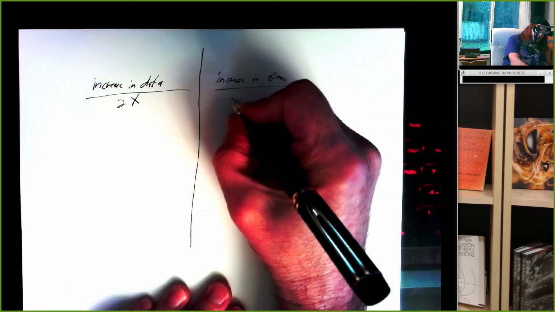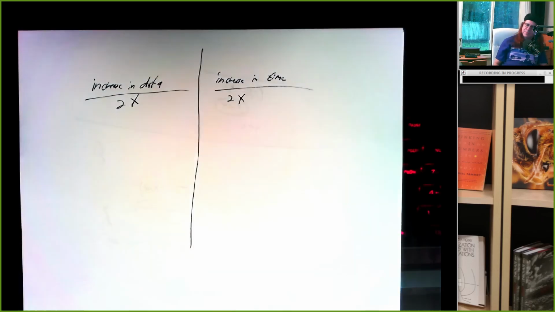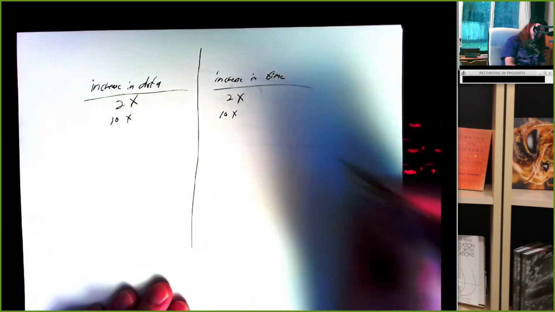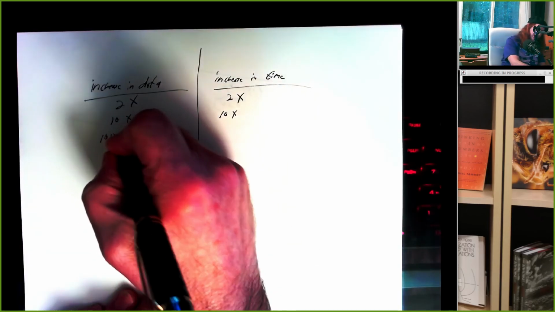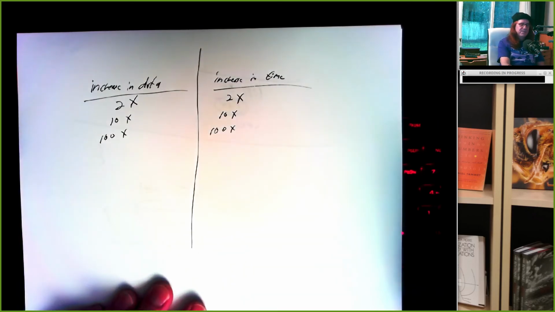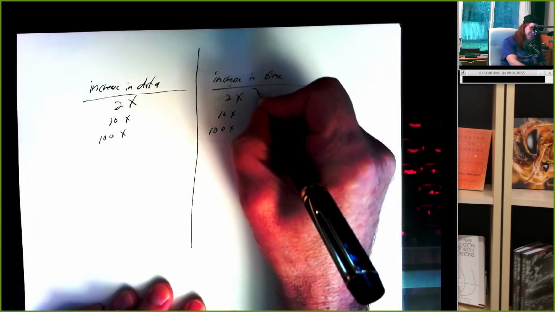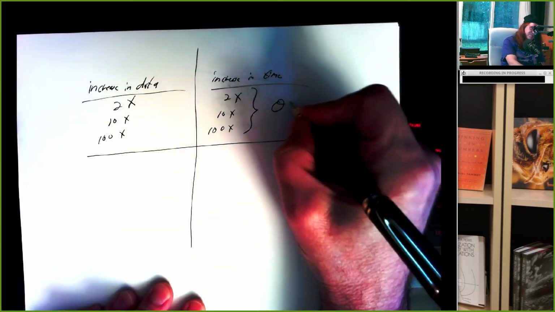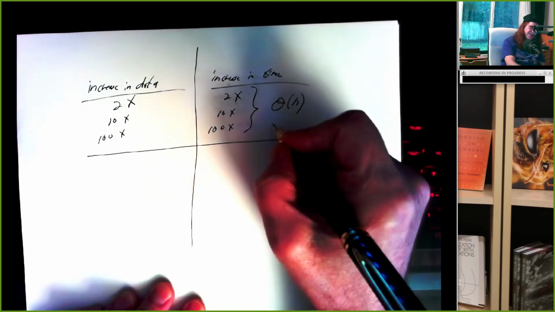It could be that the amount of time doubles. Twice as much data, twice as much time. Well, that would be pretty cool. And if we had 10 times as much data, maybe it takes 10 times as much time. And if we had 100 times as much data, maybe it takes 100 times the amount of time. Well, all of this looks like something linear. And we represent that by saying this is order n.